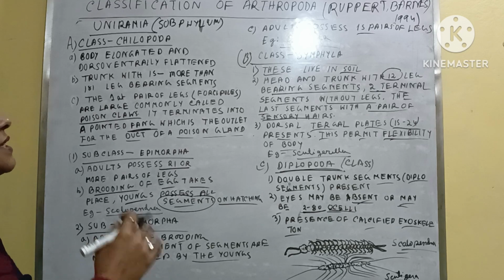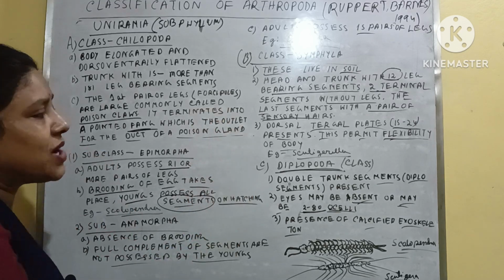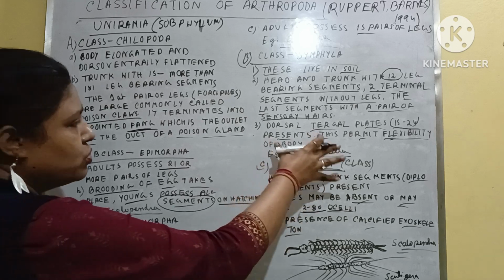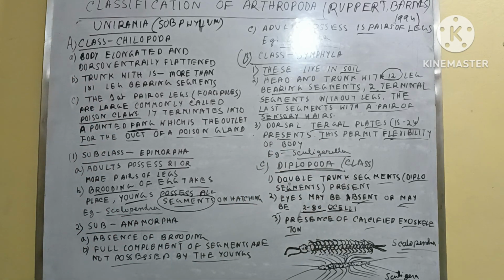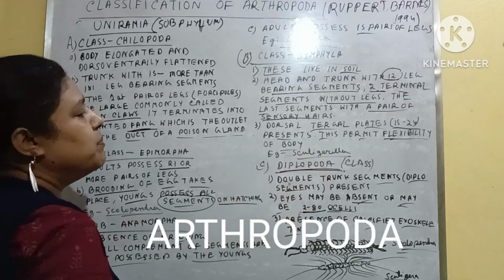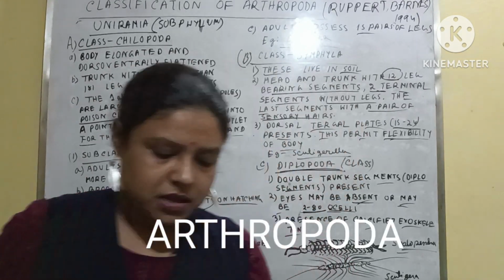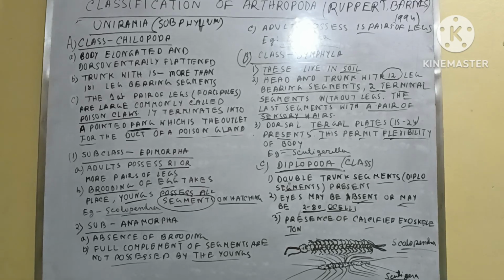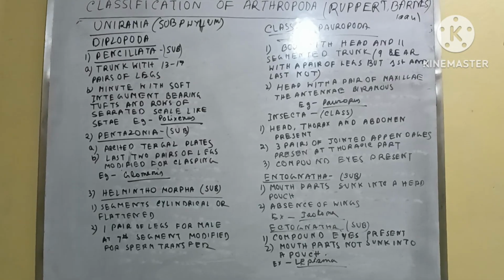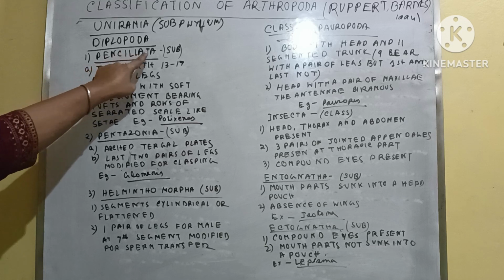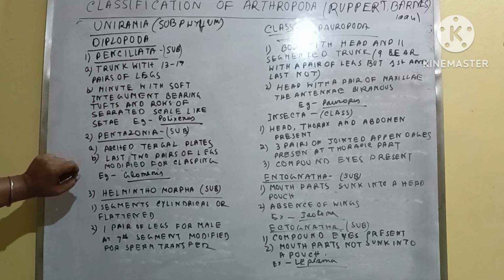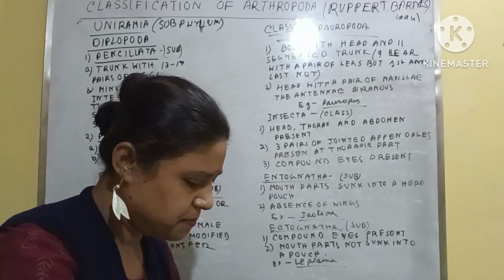So first I will explain up to Diplopoda, and after that I will explain the subclasses of the Diplopoda. There are subclasses of Diplopoda. One is Penicillata, the second one is Pentazonia.